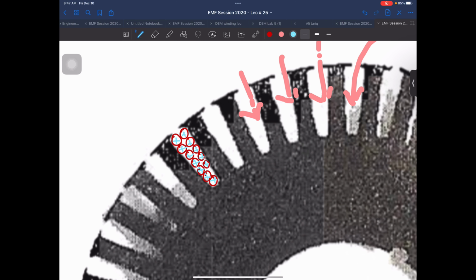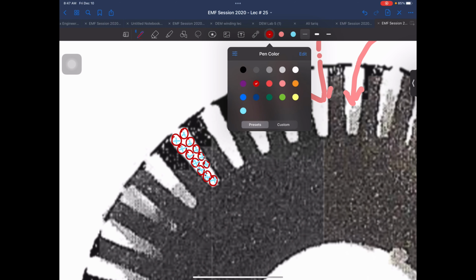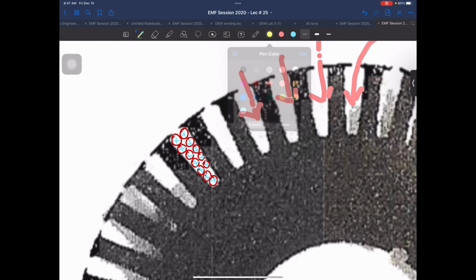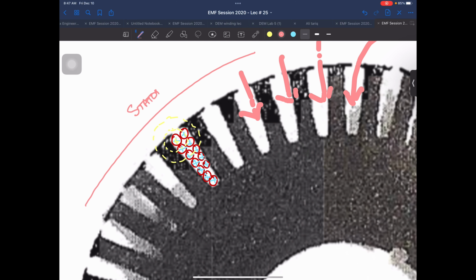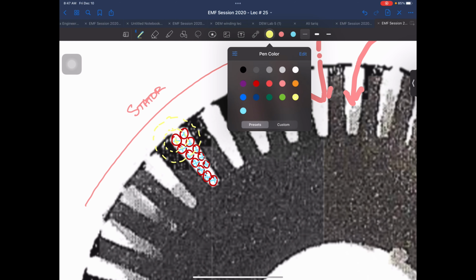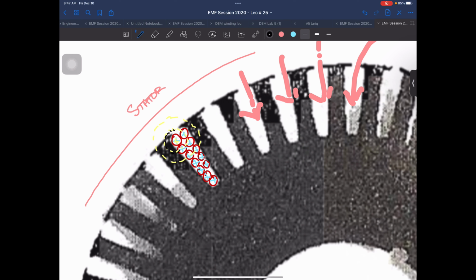These conductors, let me change to a different color, maybe black. Yellow is good. Now this over here is going to produce a flux, and that flux will be linking with the stator. This is my stator. So if I have this flux being produced, the flux will be coming in the air gap. This is my air gap.